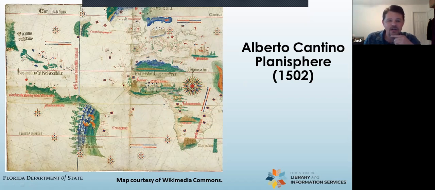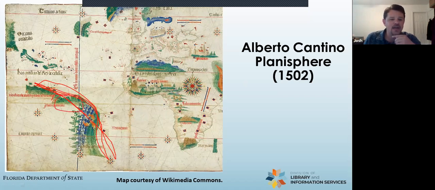And you can see over here, let me get my pointer back. You can see that it's based on information that's coming from Portuguese explorers who had figured out that South America was over here. You can kind of see the outlines of Brazil and what would now be modern-day Guyana up here.